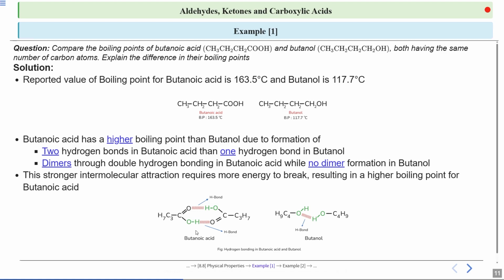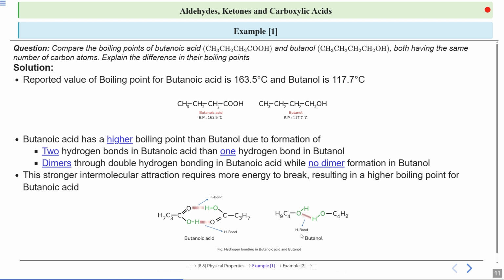I told you in butanoic acid there are 2 hydrogen bonds. So one is, if you see, this is a butanoic acid. That is C3H7, and this is the carboxyl group. So one is between the oxygen of this carboxyl group and hydrogen of another butanoic acid. Similarly, here you will see the hydrogen bonding between the hydrogen of this butanoic acid and the oxygen of this carboxyl group of another butanoic acid molecule. So there are 2 hydrogen bonds.